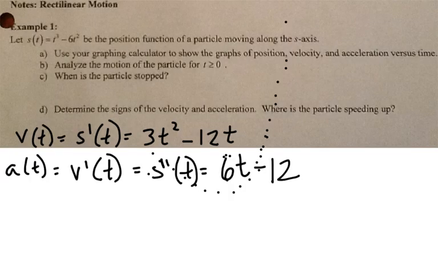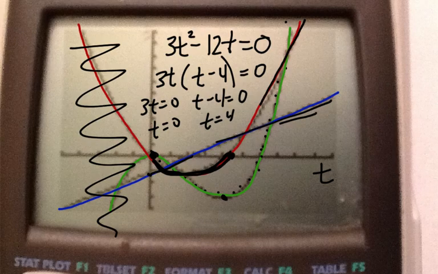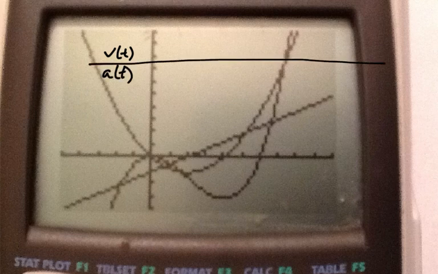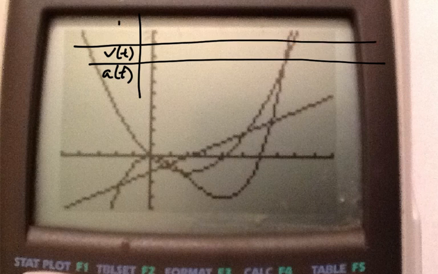And then D, determine the signs of the velocity and the acceleration. Where is the particle speeding up? Okay, I'm going to erase and make a little sign chart here. So here's the velocity function, the acceleration function, and the time. Now, I am going to look at the zeros of these functions.